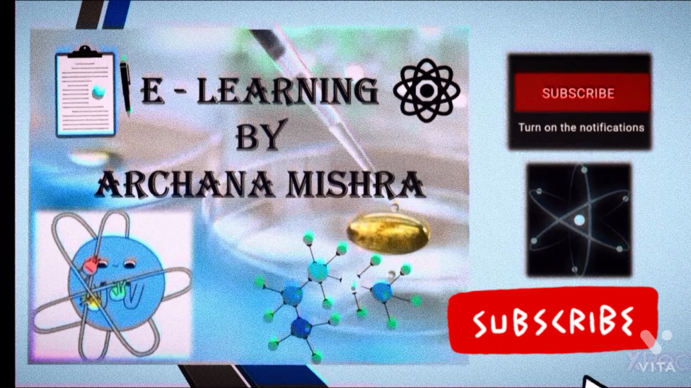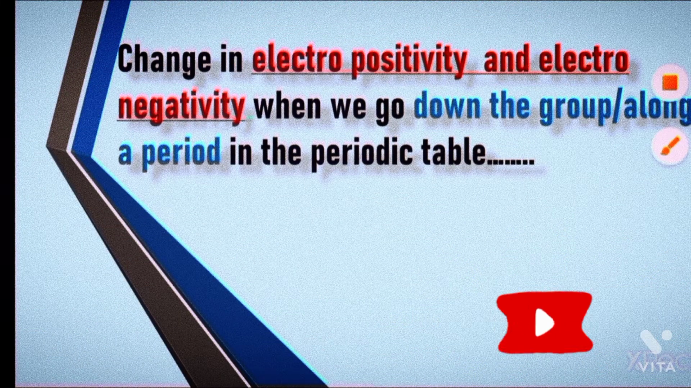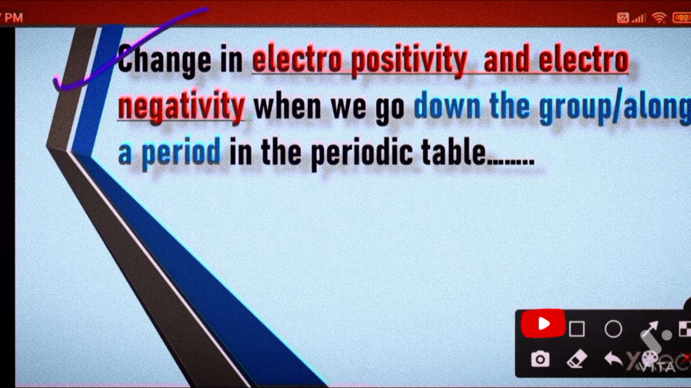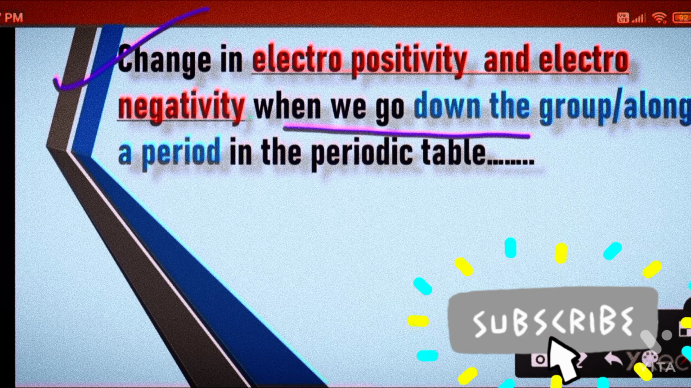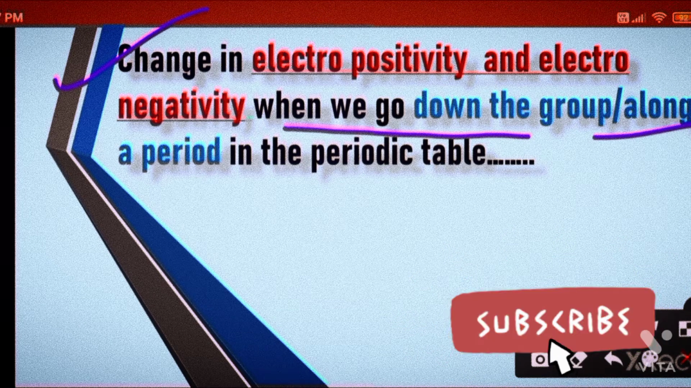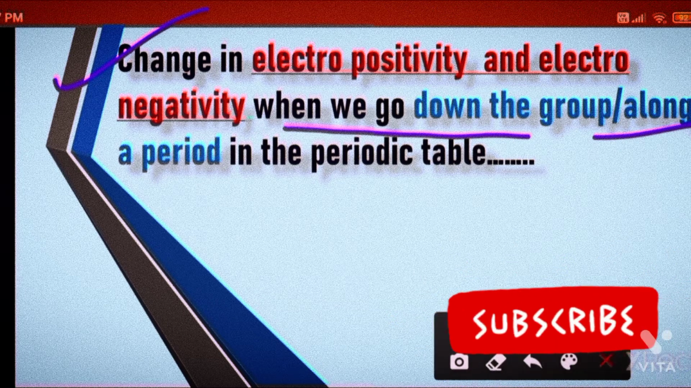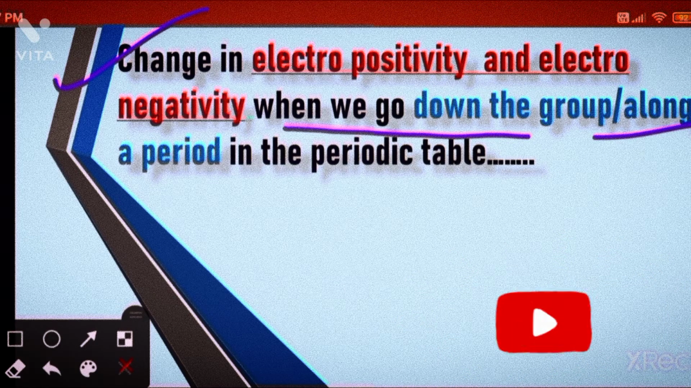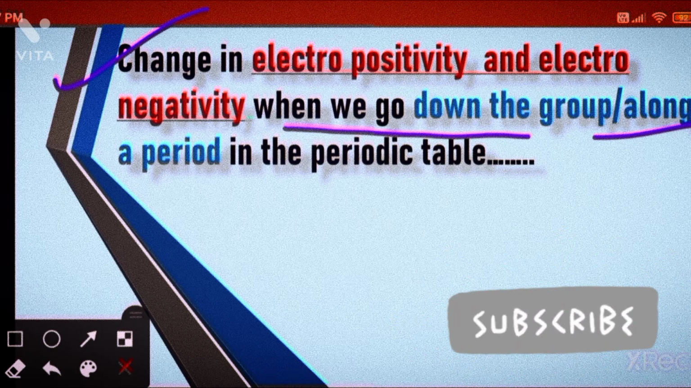In this video we are going to discuss a very important topic that has been asked by the board many times. This topic is the change in electropositivity and electronegativity of an element when we go down the group and when we move across a period, either left to right or right to left. It means we will see here what change takes place in the electropositivity or electronegativity of an element when we move down the group in the periodic table or move left to right or right to left across a period.